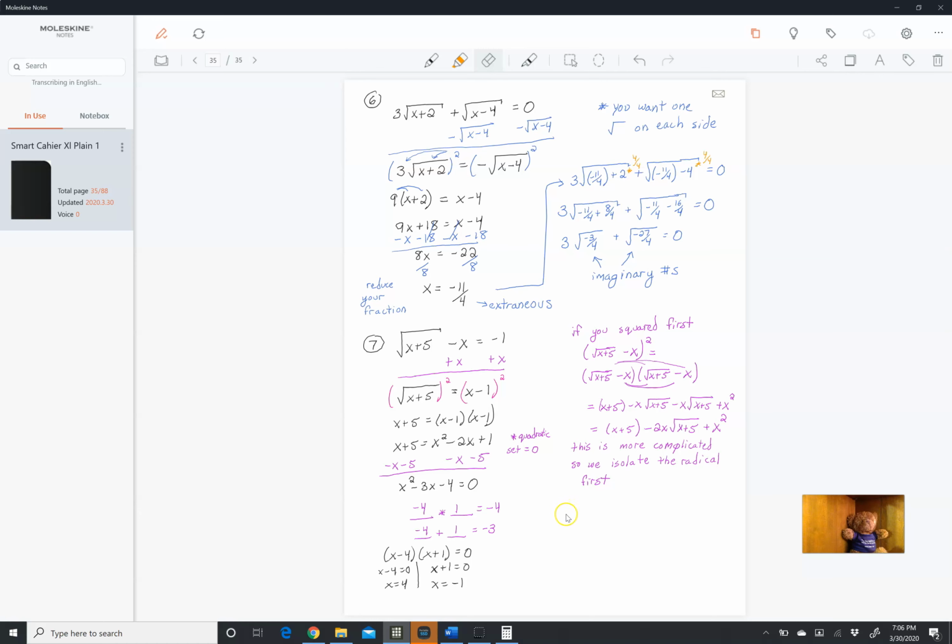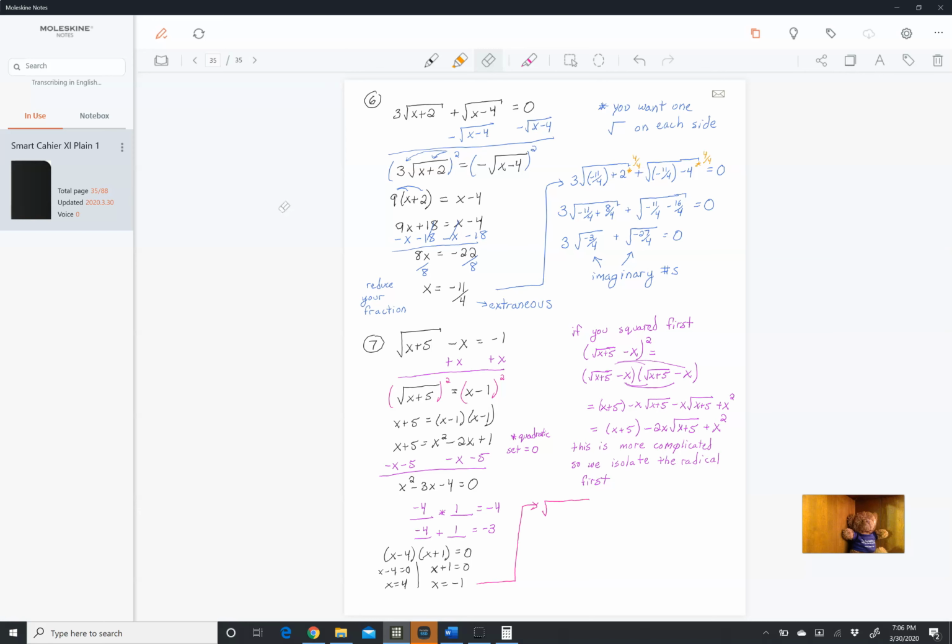We have to check both of them, okay? So we're gonna do that. I'm gonna do that in a slightly different color here, just to differentiate between what we wrote above. So we have to plug it in. We're gonna do each one separately.